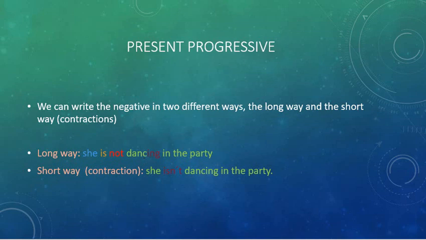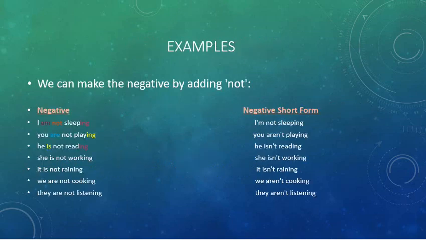And then I'm going to move on to the examples. I will present these examples and we can make the negative form by adding just or simple the not.